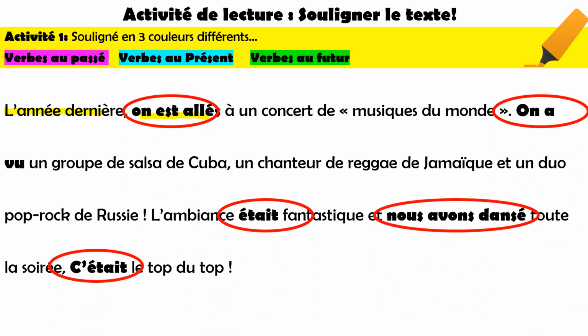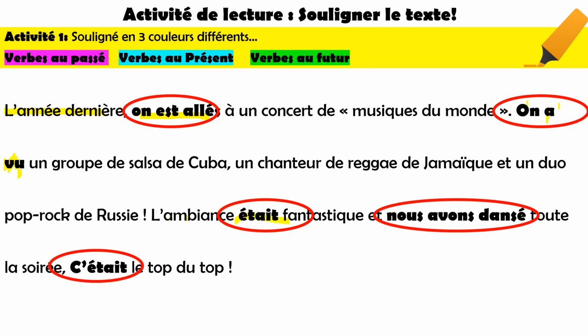On a vu un groupe de salsa de Cuba. So on a vu, one has seen. I've got the have, and then I've changed this. This is one of our regulars. Do you remember? Fait, vu, bu, vu. You need to remember it. That is what we've got here. And then été is was.